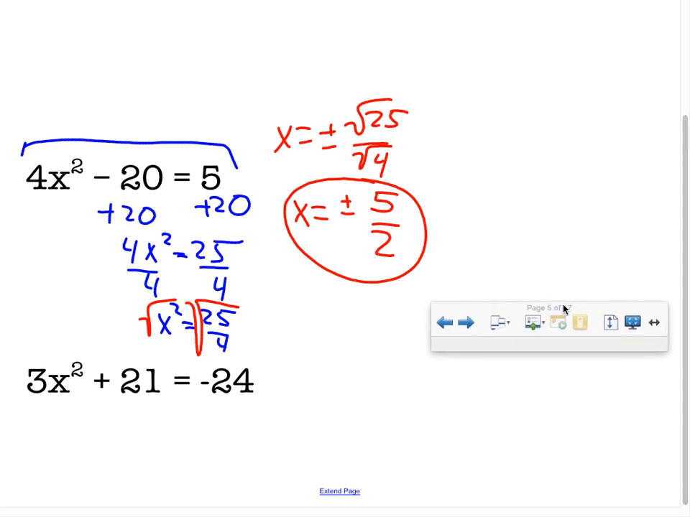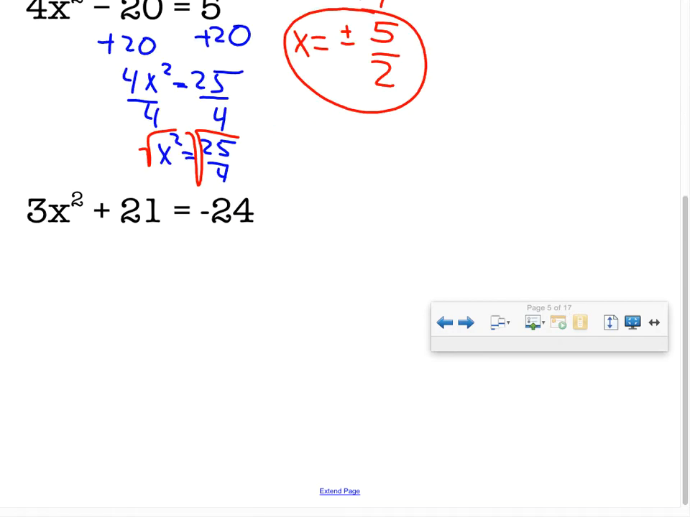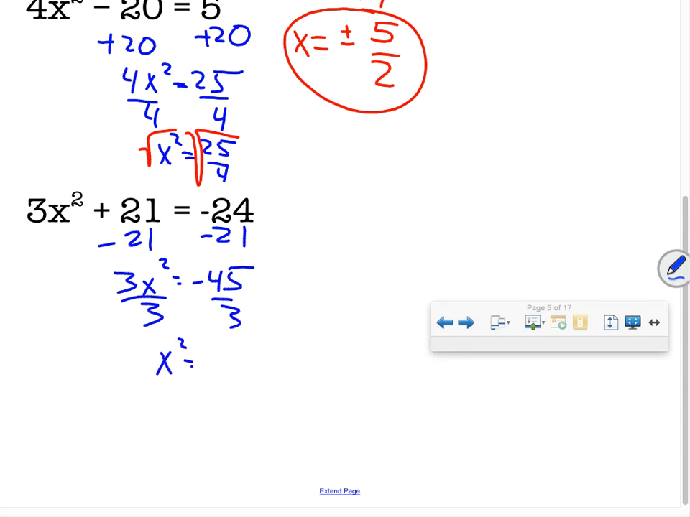Now, same steps in this one. Challenge yourself. Pause the video. Come back when you're done. We're going to subtract 21 from both sides. So we have 3x squared equals -45. Divide by 3. x squared equals -15.